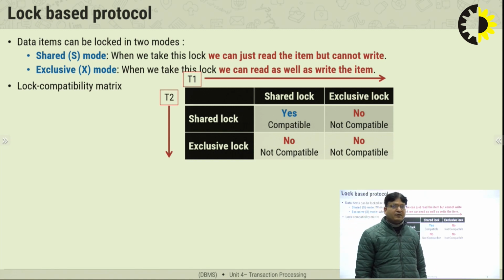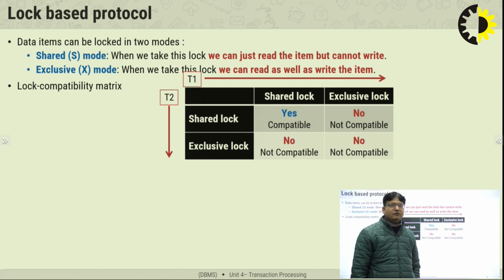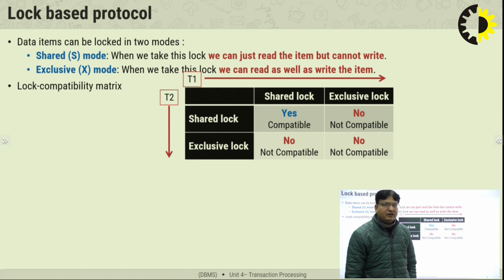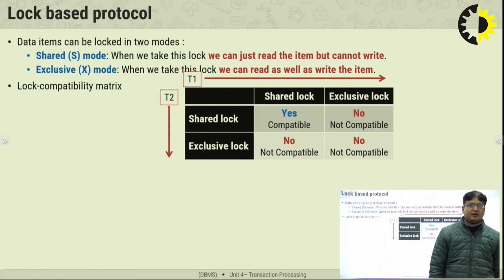Now, the last one: suppose an exclusive lock is being held and another transaction also wants an exclusive lock. We cannot permit that lock because that will again lead to conflicts. So, in a nutshell, if a shared lock is being held, then the only other type of lock that can be applied on that data item is a shared lock. Only read operations do not result in any conflict. If any one of the operations is a write operation, there is bound to be a conflict. So all other modes of locking will not be compatible, only shared with shared will be compatible.